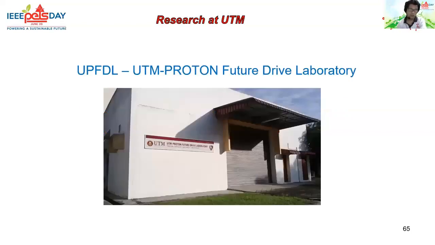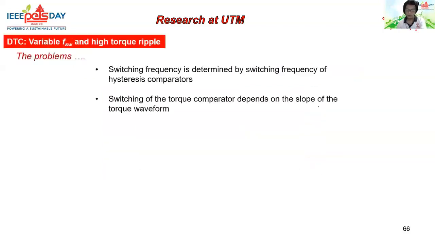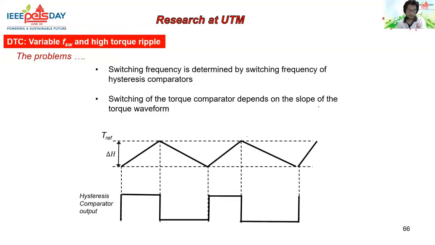Most of the motor drives research is conducted at the UTM Photon Future Drive Lab, which is shown here, located in Skudai. The first one we're going to very briefly look at is the variable switching frequency and high torque ripple problem, which is typically the problem faced by the hysteresis-based DTC. Theoretically, the switching of the inverter occurs whenever the torque touches the upper and the lower band of the hysteresis torque control, as you can see here. Whenever it touches the upper band, there will be a new switching state that has to be selected.